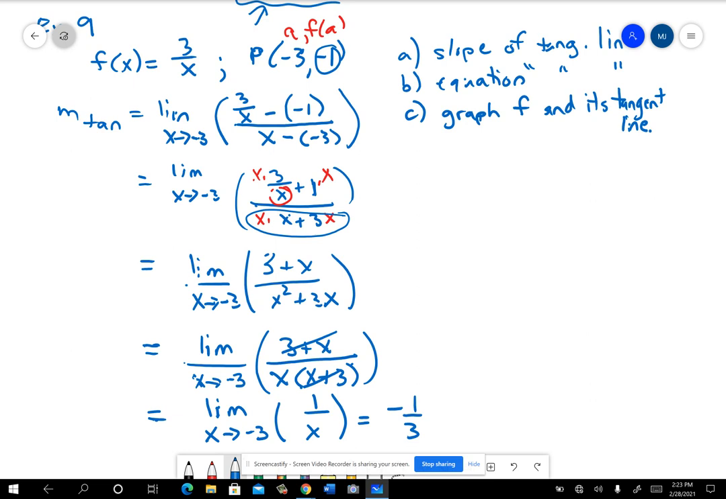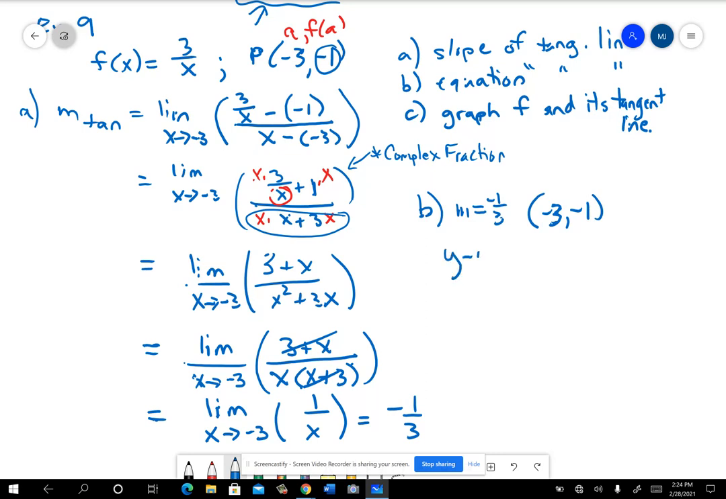I just wanted to remind you of this right here. You're dealing with a complex fraction, and this is one way to simplify a complex fraction that I use a lot. All right, now don't lose track of what you're doing. We've done part A. This is A, the slope of the tangent line. Now for part B, all we have to do is take that slope of the tangent line that we just found, which is negative 1/3, together with the point that we had.